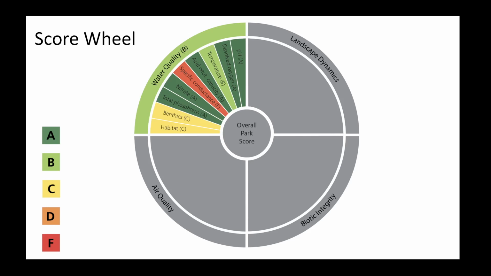On this slide, there is a wheel cut into four large wedges representing the four categories of air quality, water quality, biotic integrity, and landscape dynamics. Three of the categories are gray. The other, labeled water quality, is divided into smaller wedges in stoplight colors labeled with the names of the water quality indicators. The colors of each indicator correspond to the scores I just explained from the sample park.